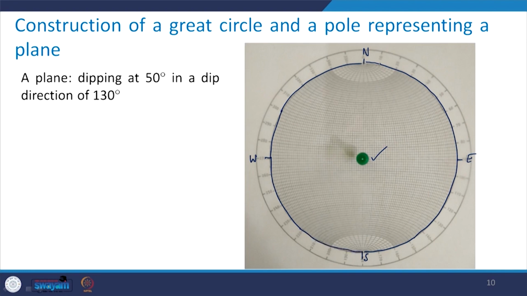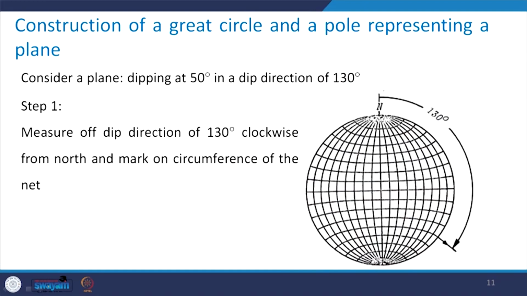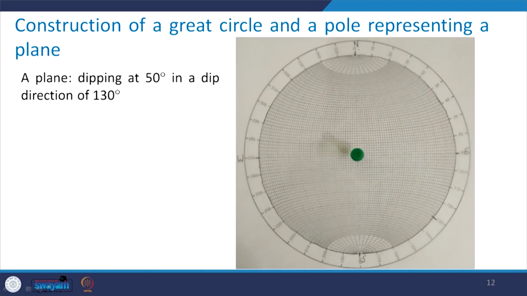Now see, since this is pinned here, if we rotate it either this side or this side, this position will not be changed. So what will be the next step? From this north we measure off the dip direction of 130, because the plane has a dip direction of 130. How to do that? Look here, I am back to this tracing sheet. You see 10, 20, 30, 90. So here this mark is 130 degree. Okay, this is 130 degree.